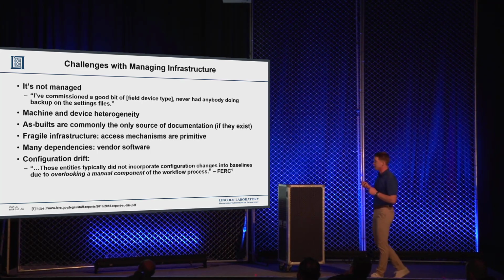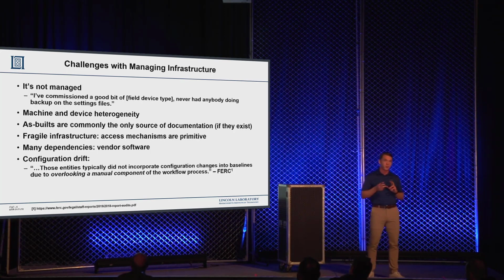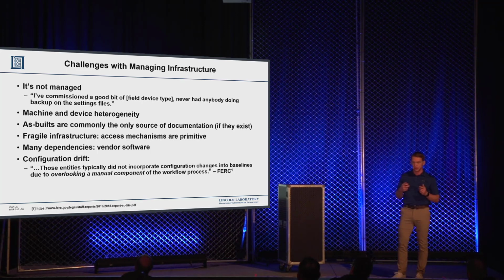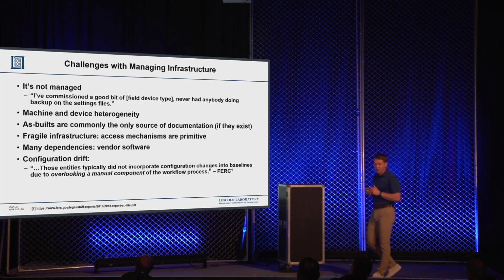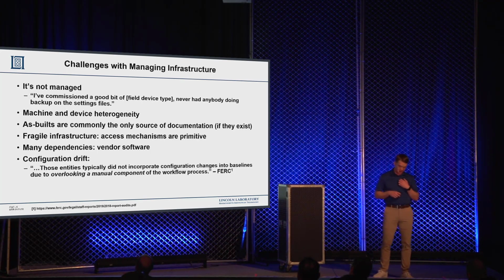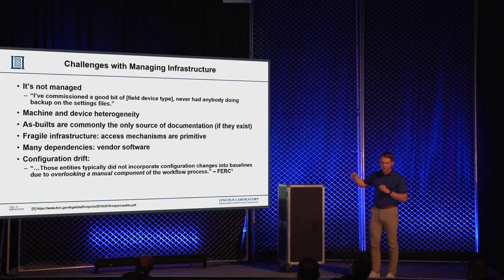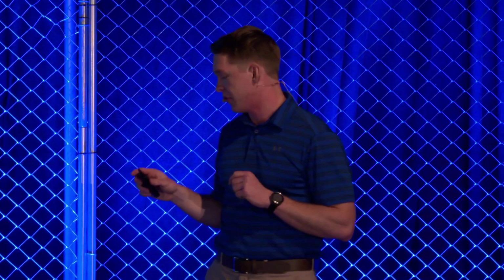The infrastructure can also be fragile. If you use tools that aren't built by the vendor to interact with the devices, you can see instances where that can cause maybe unwanted device behavior, and I'll talk about one particular instance later. There are many dependencies, which I'll talk about in a future slide. And then just the general notion of configuration drift, which kind of ties back to the as-builts. FERC, the Federal Energy Regulatory Commission, at the end of the year does a roll-up, and they talk about this part of configuration management that was hard, where people would overlook manual steps of the workflow. So how do we think about automating this sort of thing?